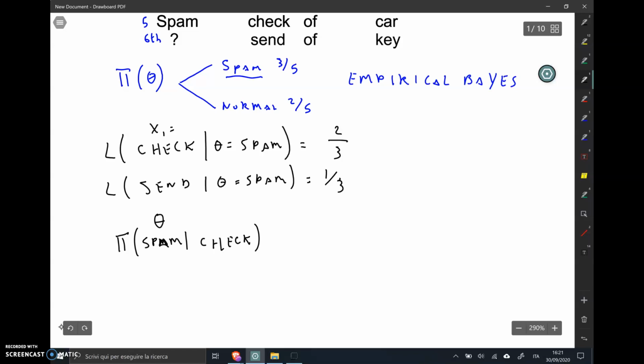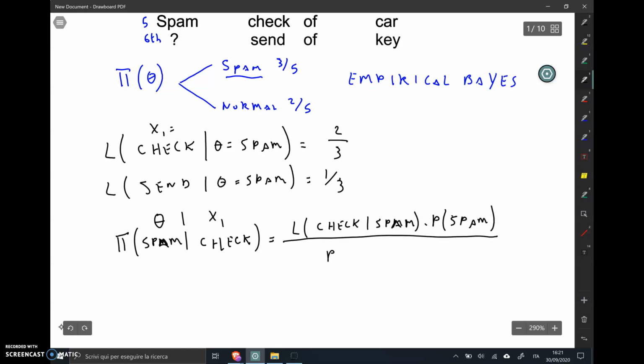So this is the probability of theta given x1. And now here is where we use the Bayes theorem. So this probability is just the likelihood of check given spam, times the prior probability of spam, divided by the probability of the word check.